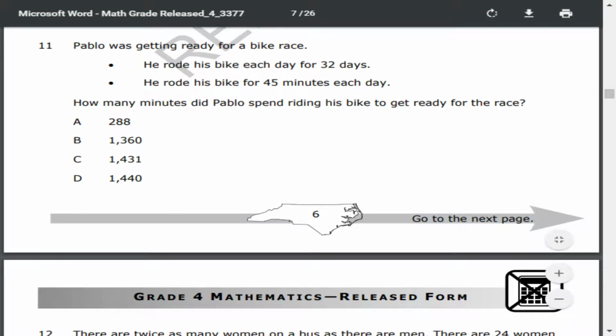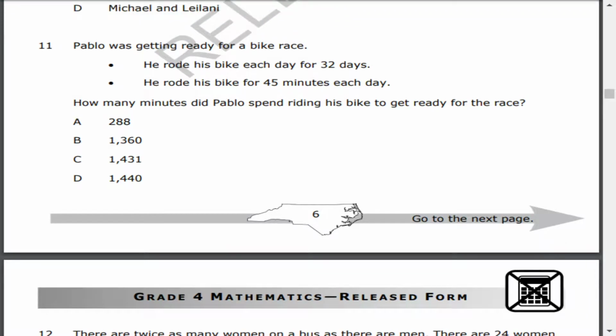Number 11. Pablo was getting ready for a bike race. He rode his bike each day for 32 days. He rode his bike for 45 minutes each day. How many minutes did Pablo spend riding his bike to get ready for the race?